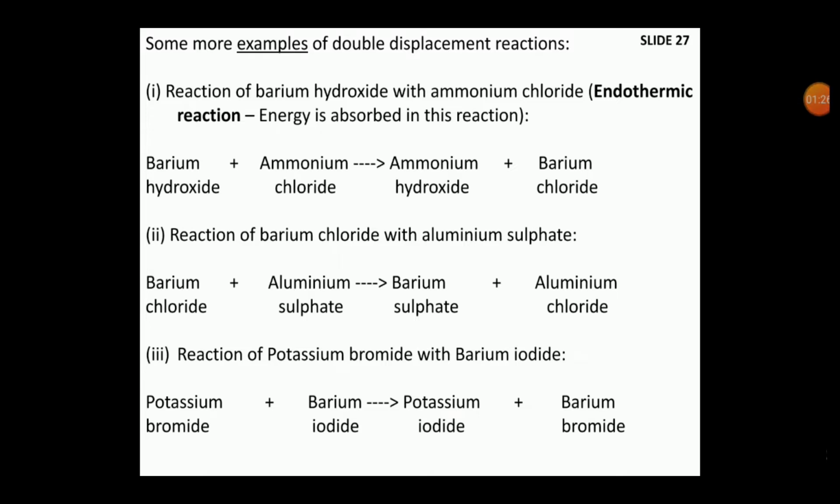Word equations for some double displacement reactions are given in this slide for your reference. 1. Reaction of barium hydroxide with ammonium chloride. 2. Reaction of barium chloride with aluminum sulfate. 3. Reaction of potassium bromide with barium iodide.